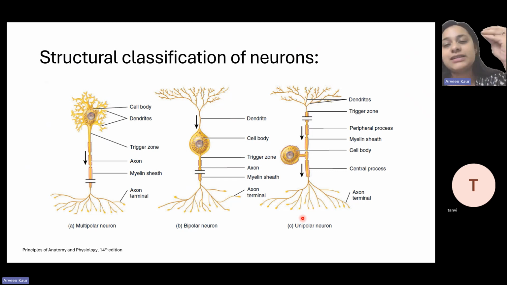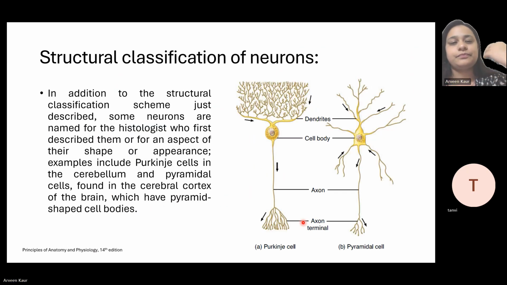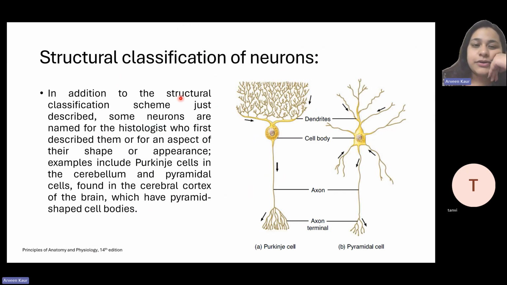So as I said, most of our sensory receptors, touch receptors, etc., are unipolar in nature, right? Also, in addition to the structural classification scheme that we just talked about, some neurons are named for the histologist who first described them, for a particular aspect of their shape or appearance. So these are very distinct looking neurons, right?